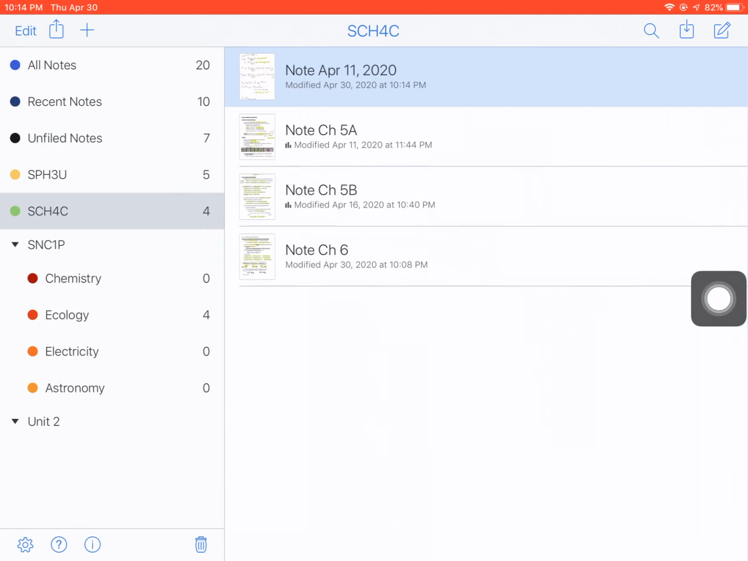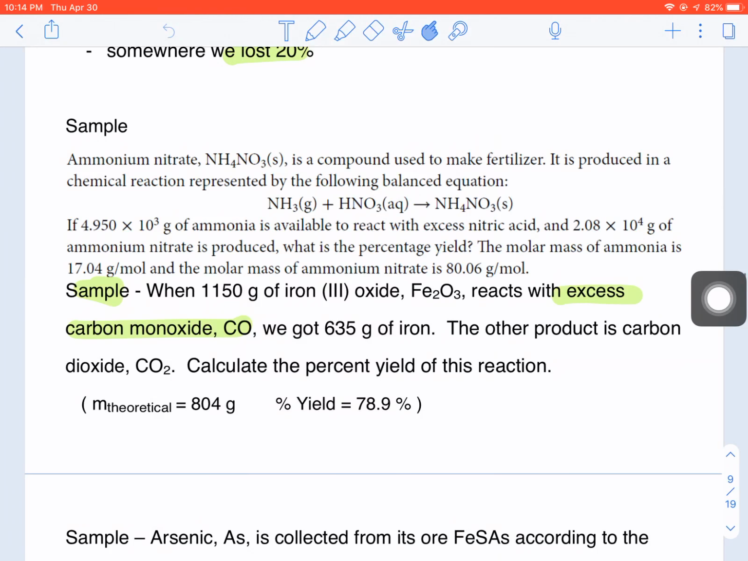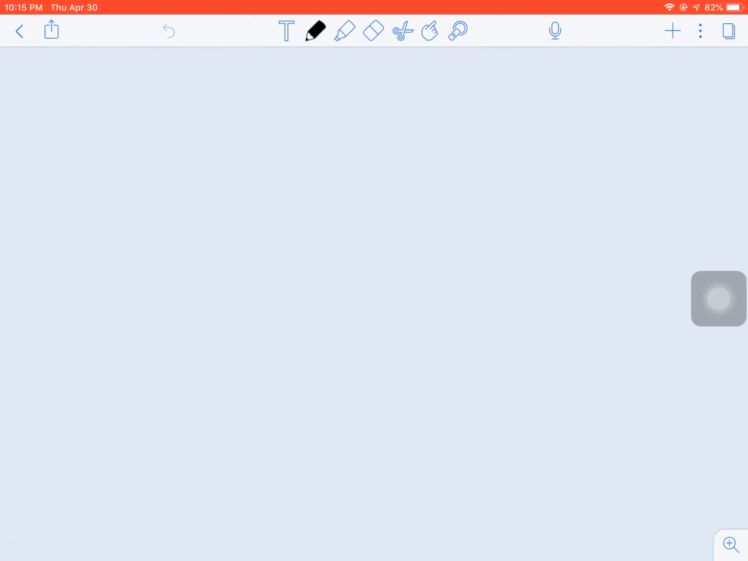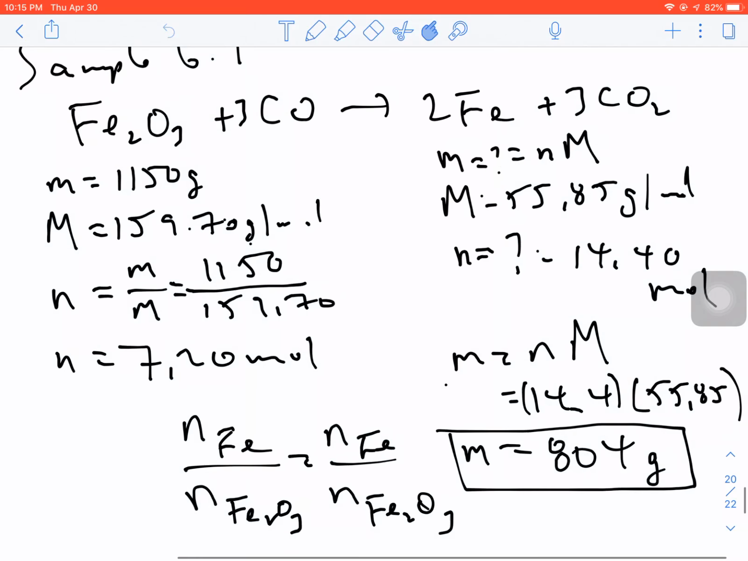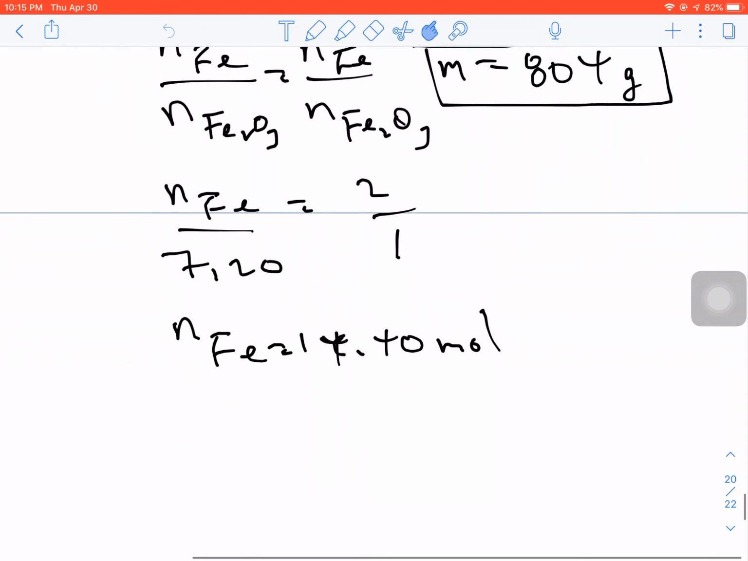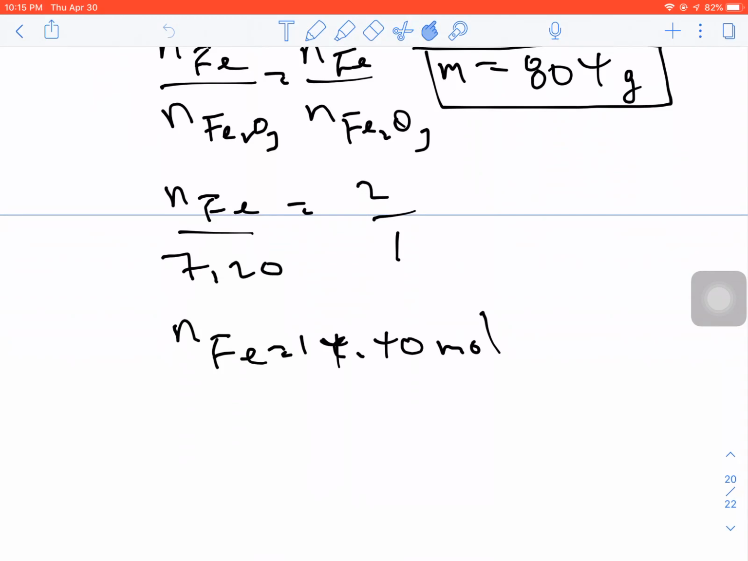But when I go back to the question, it says when we did this lab, we only got 635 grams of iron. So we were supposed to get a different amount. We ended up recovering 635 grams. So if I go back to my work over here now, let's scroll this up, and now I want to figure out, the boss says, yeah, okay, so you got 804 grams. I say, yeah, I'm pretty happy with my 635 grams. He says, yeah, what was your percent yield?